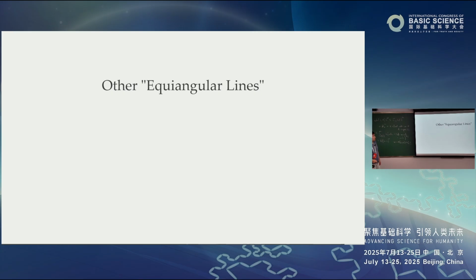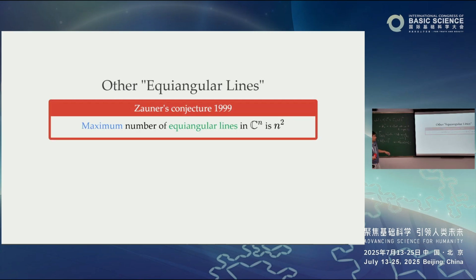Okay, so I will end my talk with some other equiangular lines. Here's a really famous conjecture. We thought about R^n, but what about C^n? Equiangular lines over complex numbers. It turns out that, because of numerical reasons, it's highly possible that the maximum number is precisely n squared without any exception. So it's a more regular problem than the problem over the reals.